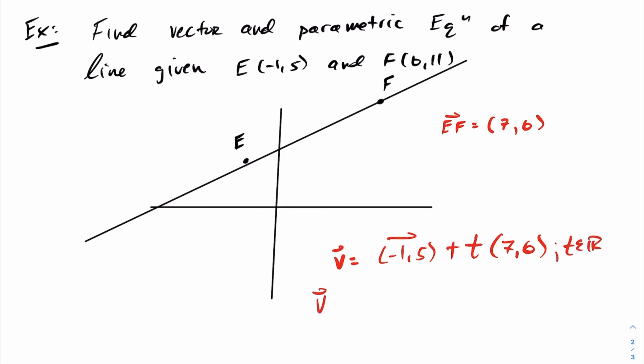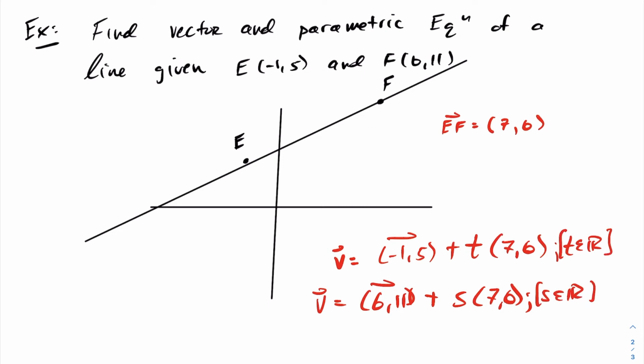Equivalently, I could define vector v to be the vector (6, 11) plus any scalar multiple of (7, 6). Notice here I chose a different scalar parameter, s. The reason is I don't want you to think that they are the same at the same time. But these will both generate the exact same equation.